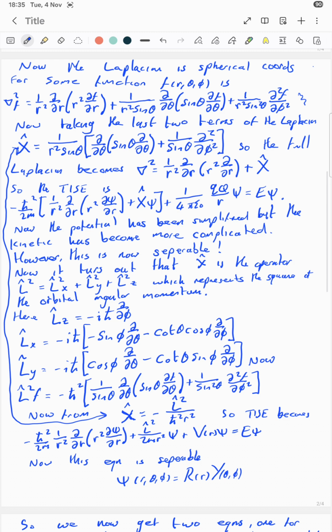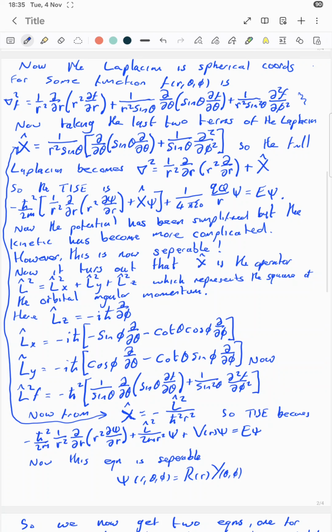But that's not important for the time being. So we take the last two terms of the Laplacian here, and we obtain this, the angular part, and so the full Laplacian becomes this plus this here, which is the radial part. So the time-independent Schrödinger equation will then simplify down to this form. Now the potential is a simplified term, but the kinetic term is much more complicated now. But this is separable, unlike the first time.